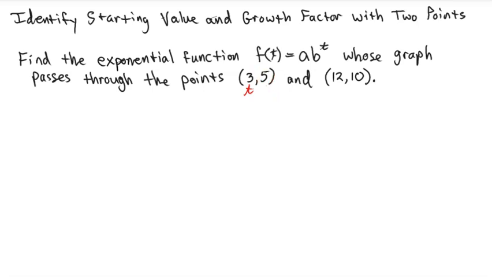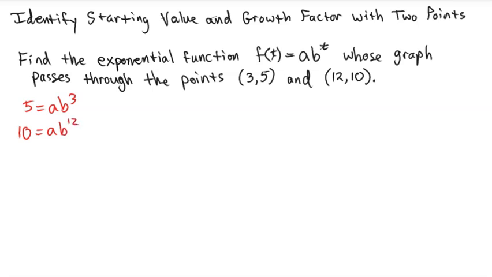So what we're going to do is put 3 in here, and we're going to put 5 in here. So we're going to write 5 is equal to a times b to the power of 3. Now we're going to do the same thing over here, where 12 is the t value, and 10 is the f of t value. So we're going to put a 12 in for t, and we're going to put a 10 in for f of t. So we'll do 10 is equal to a times b to the 12th power.